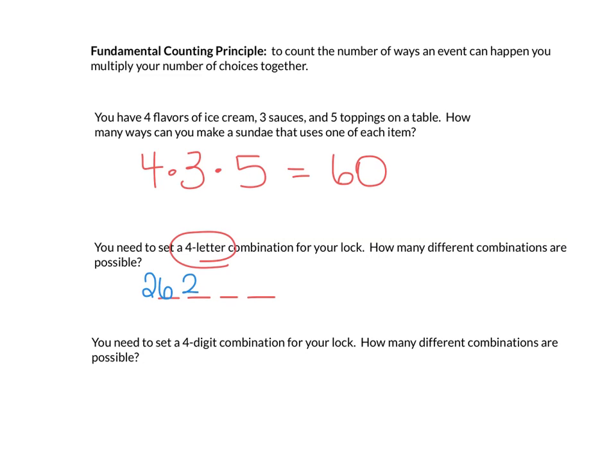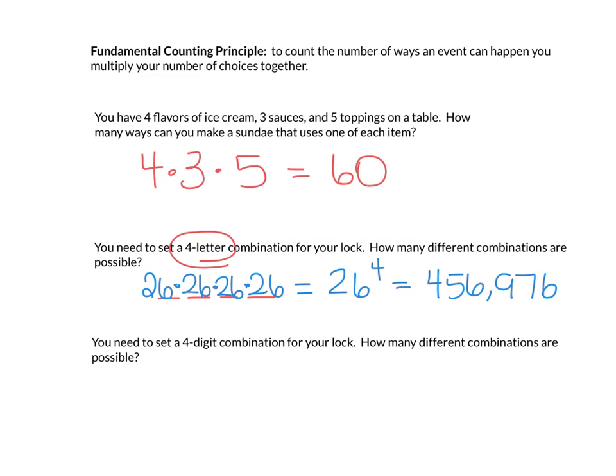And then you have another 26 choices. And then you have another 26 choices. And then you still have another 26 choices. Because no one's saying you can't make your combination Z, Z, Z, Z. You can use the same letter more than once. So we multiply 26 times 26 times 26 times 26, otherwise known as 26 times itself 4 times. So 26 to the 4th power, which is going to be 456,976 different combinations possible.